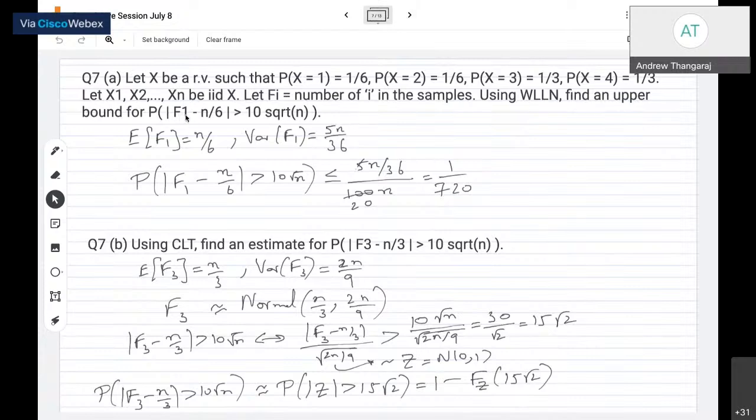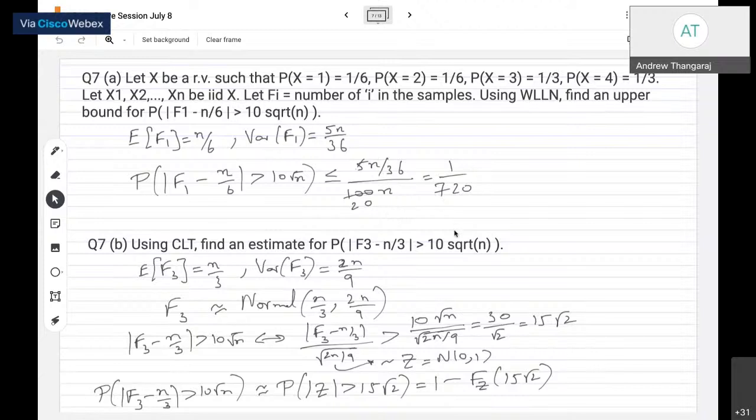Since we are approximating using Chebyshev, the value of f1 is n by 6, variance n by 36, and the probability of mod f1 minus n by 6 greater than 10 root n is less than or equal to variance divided by this guy squared, 10 root n squared. You do the calculation, get 1 by 720.